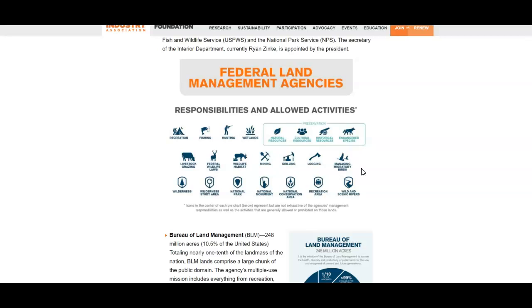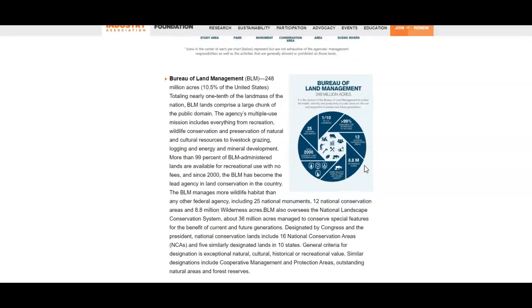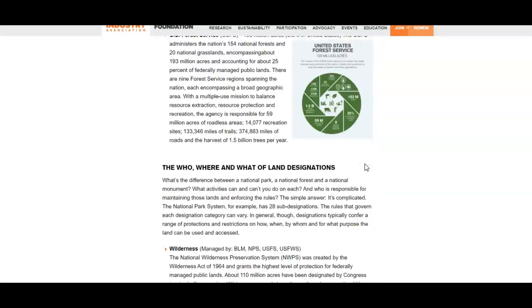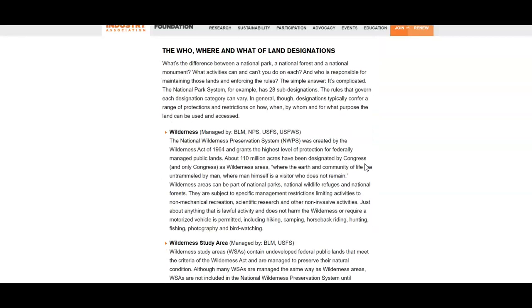So you'll find that certain uses are disallowed in some areas. And you can read about each of these agencies. And then I want to talk about this, land designations. This is important, and it's nice to have it all in one place. So wilderness is the most restrictive land designation.